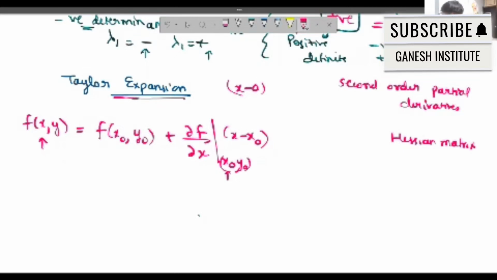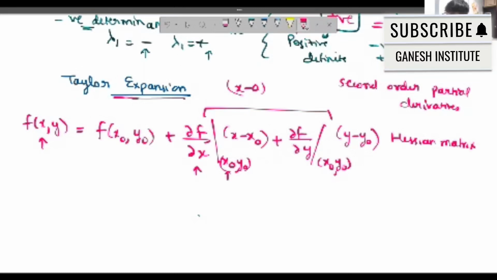Right? Okay. Then it was for x with respect to x. Now I'm having with respect to y, so I'll be having y minus y naught. This is the chain of first order. Then comes second order.